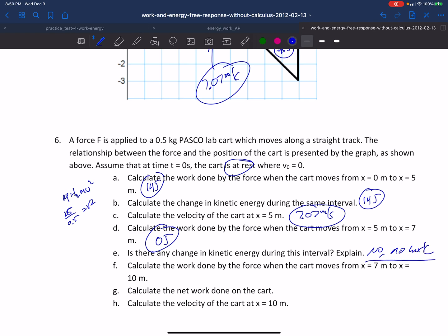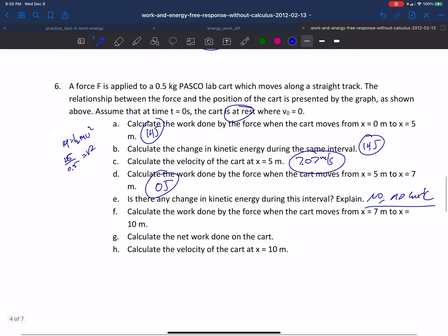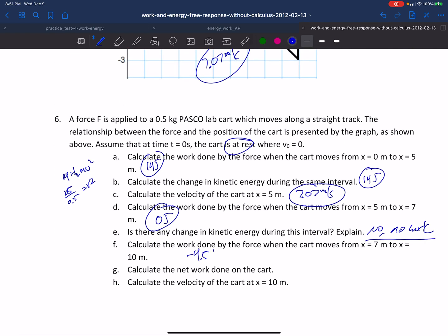Calculate the work done by the force when the cart goes from 7 to 10. From 7 to 10, it's negative 4.5 joules of work. The net work done on the cart was the total 9.5 joules of positive work.